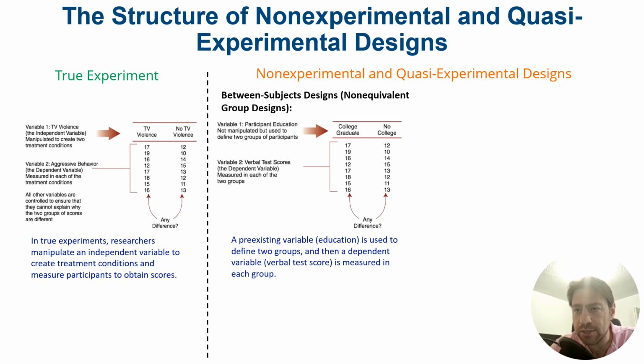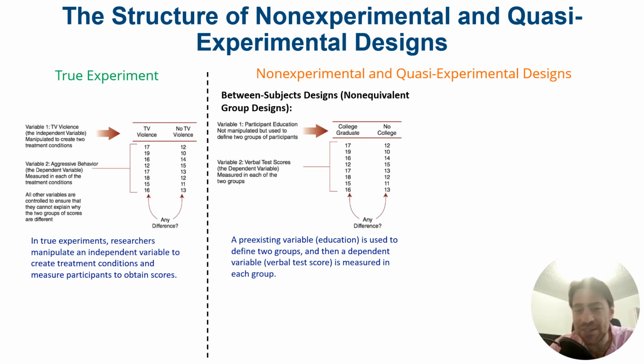So let's consider some examples of non-experimental and quasi-experimental studies. So the example here to the right is a study comparing verbal test scores between people who have been to college and those who have not. So you are still comparing scores between two groups, as you would in a true experiment, but the difference is in the way that the groups have been created.